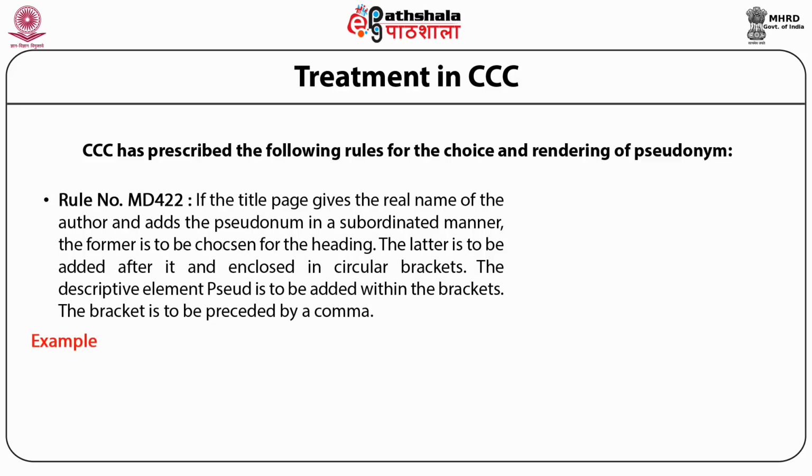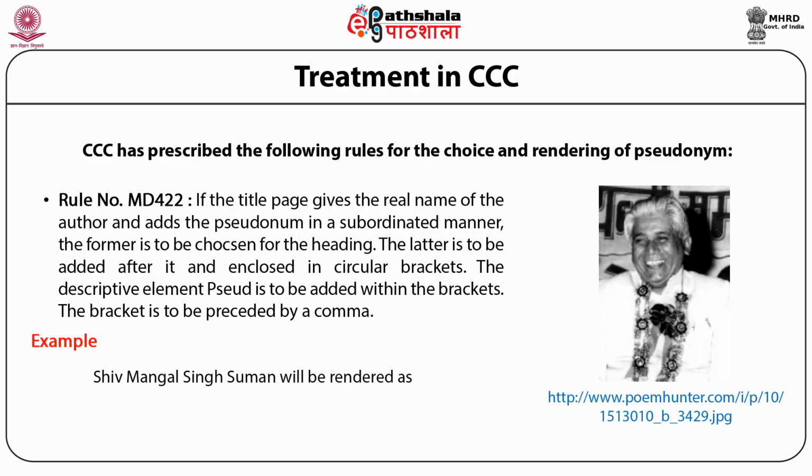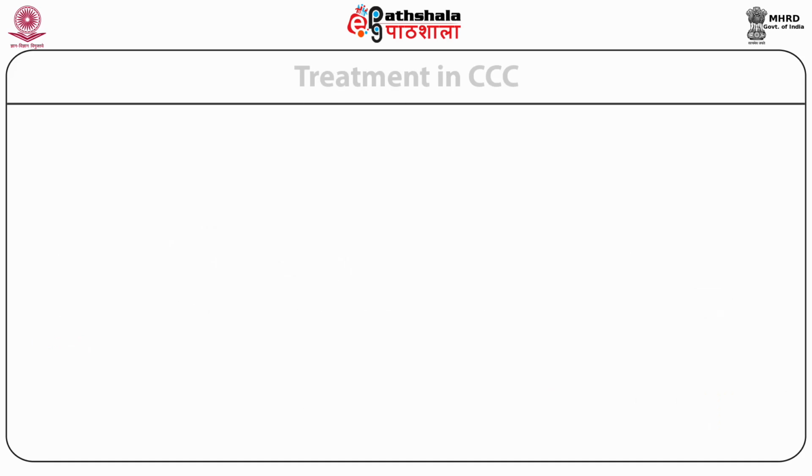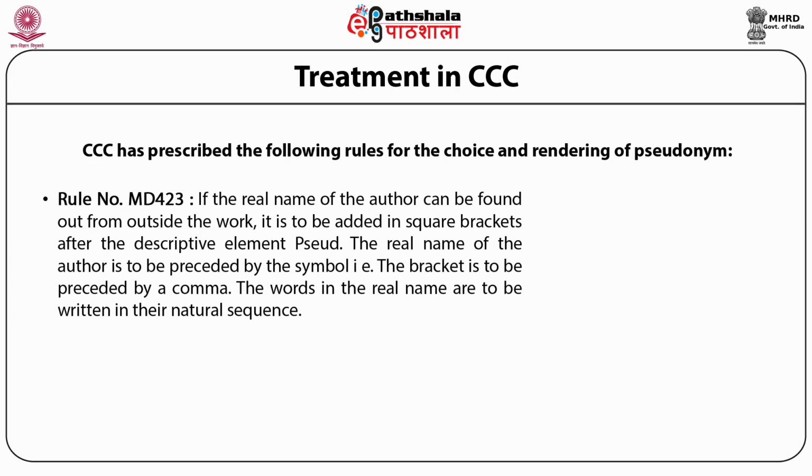Example, Shiv Mangal Singh Suman will be rendered as Shiv Mangal Singh within circular brackets, i.e. Suman, Sood, bracket closed. Rule number MD423. If the real name of the author can be found out from outside the work, it is to be added in square brackets after the descriptive element Sood.